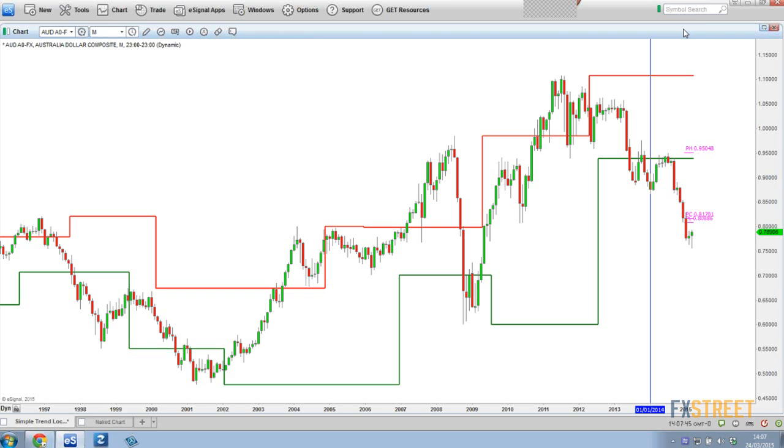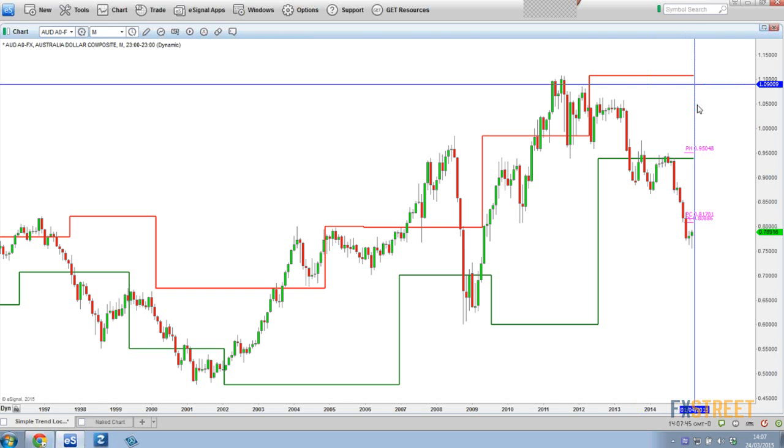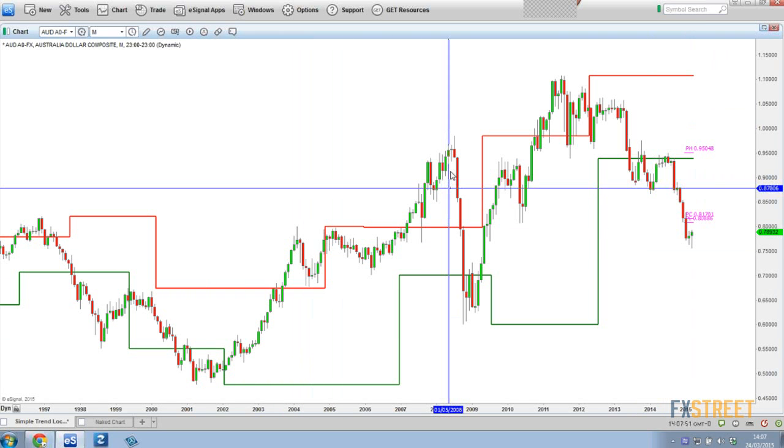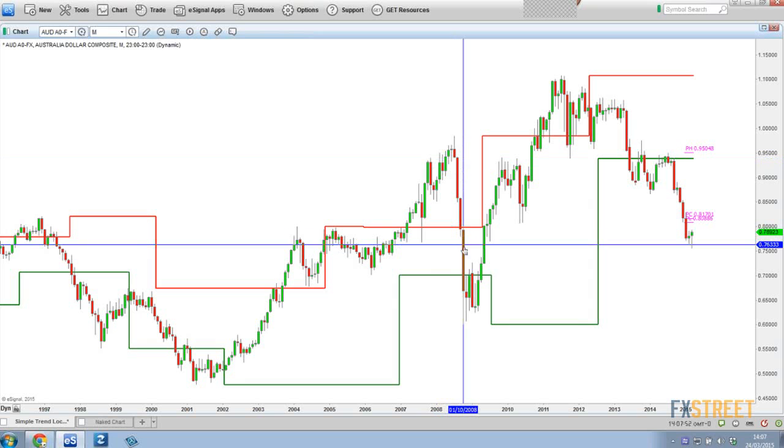The Aussie dollar is never far from my watch list. And the reason for that is because if you look at the past history, you can see that this pair trends very well and hands out very good profit in a very smooth and linear fashion.